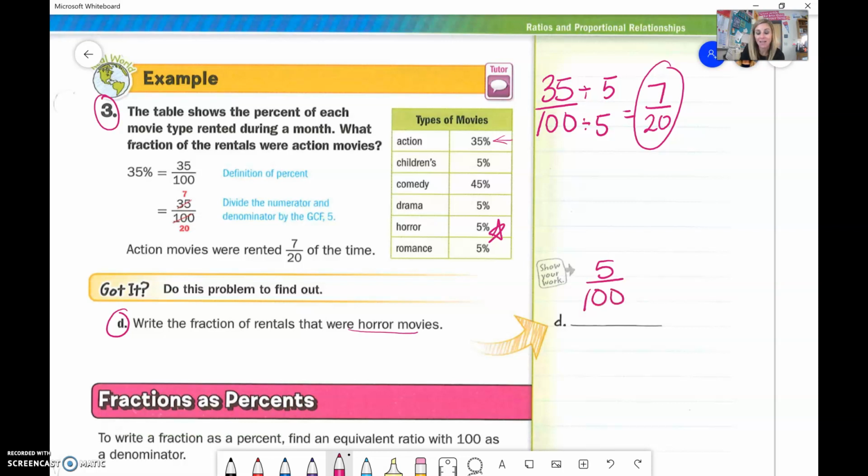I cannot leave it like that because I know that it can be simplified, because I know that I can divide each of those by 5. 5 divided by 5 is 1, and 100 divided by 5 is 20. So 1 in every 20 people chose horror movies, or 5 in every 100 chose horror movies as their favorite movies.